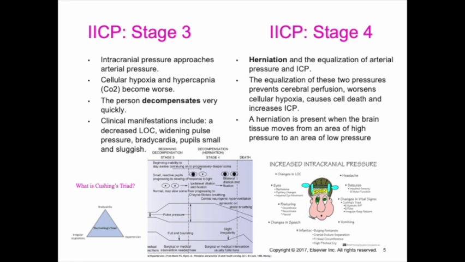to induce bradycardia. With stage 3 intracranial hypertension, you're going to have ICP that approaches arterial pressure. The brain tissue is going to experience hypoxia, hypercapnia, which is too much CO2, and then your patient's condition can rapidly deteriorate at this time. Clinically, you're going to see decreased levels of arousal, central neurogenic hyperventilation, widened pulse pressure, bradycardia, and pupillary responses. They become very small and sluggish.